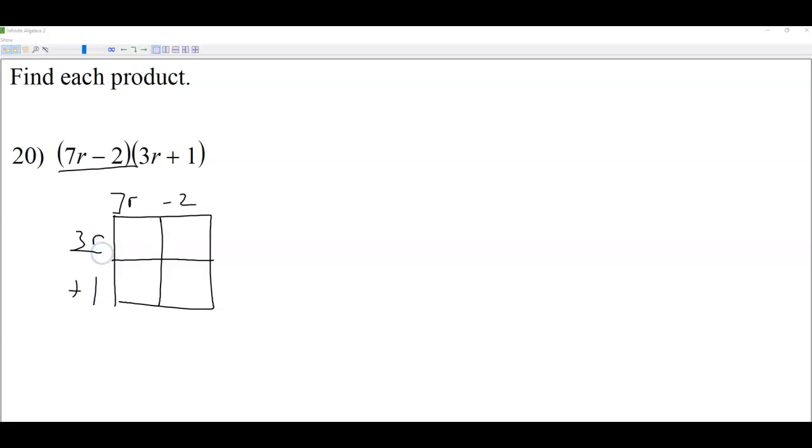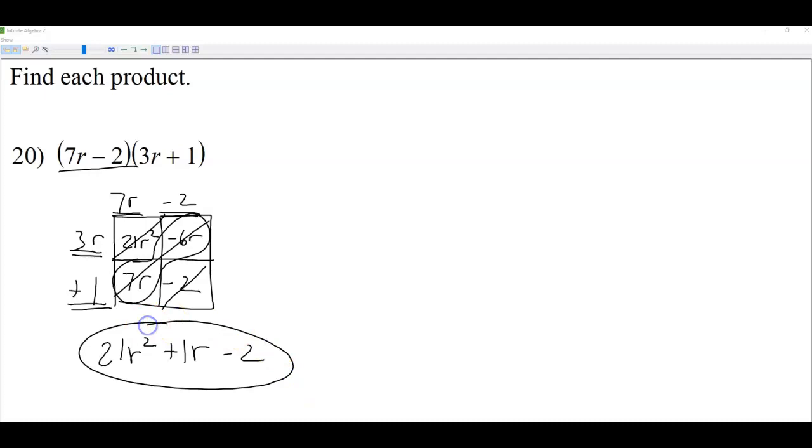So 3r times 7r is 21r squared. 3r times negative 2 is negative 6r. 1 times 7 is 7r. And then finally 1 times negative 2 is negative 2. So we have 21r squared. And then we have these two that we can combine together. 7 minus 6 is positive 1r. And then we have our minus 2 at the end. Final answer there.